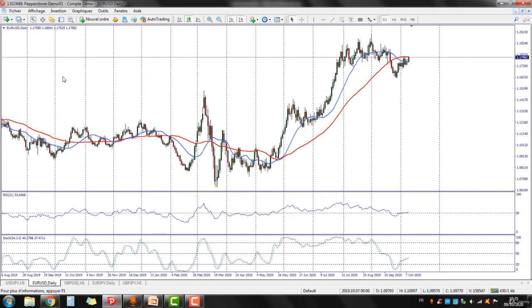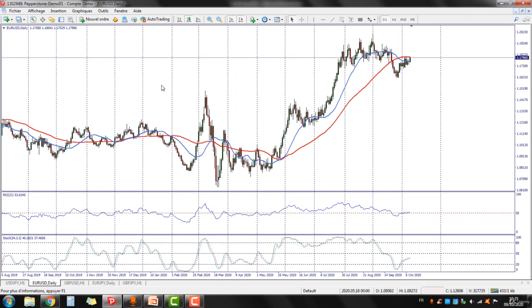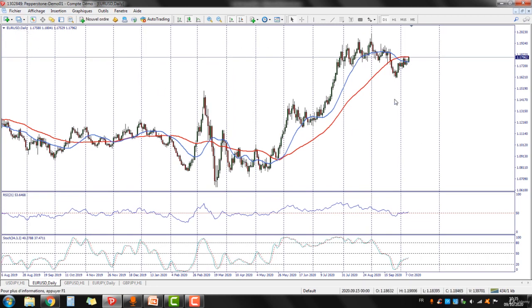So here we are in the Euro USD currency pair chart. We select the daily time frame. Watch carefully how I'm retracing support and resistance. You can apply it just like me. So here I'm seeing a good support.